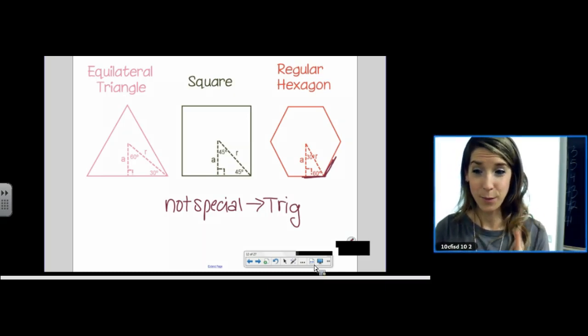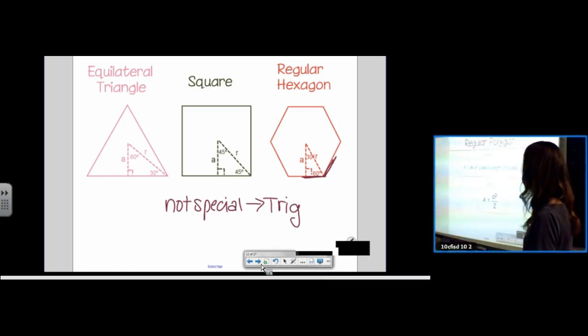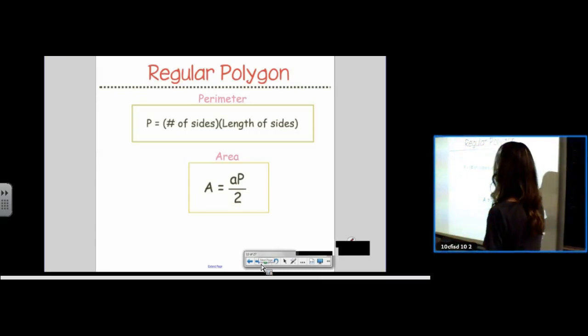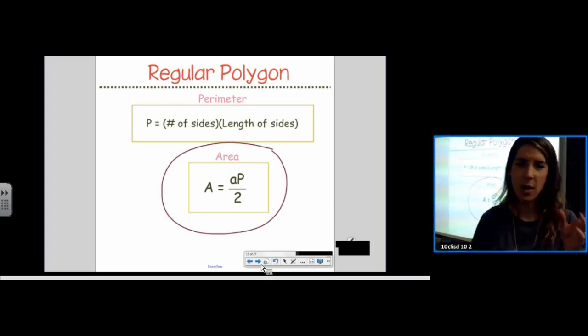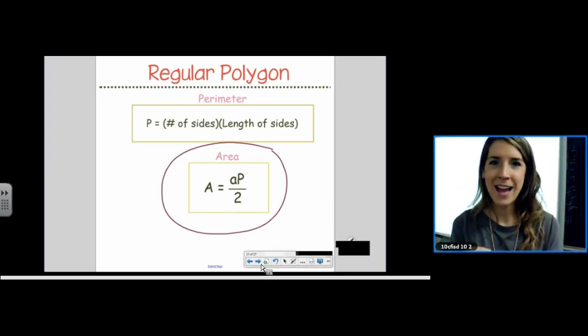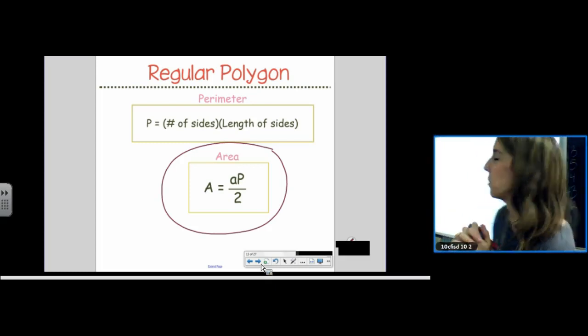We'll finally get to the formula on the next page, I promise. I mean, it's on your formula chart, but anyway. It's time to reveal the formula. I would only write down the area one. The perimeter is kind of common sense, right? You take how long a side is and you multiply it by the number of sides. So don't spend time writing down the formula for perimeter.